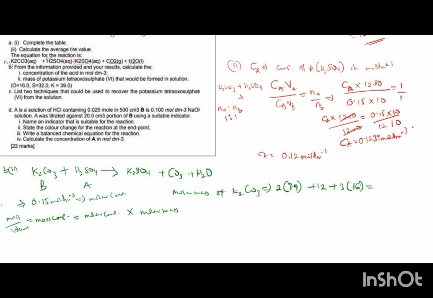So what we do now is put everything in: 0.15, that's the molar conc, times 138. That's what we get for the molar mass of this. So multiply by 0.15. So we have.